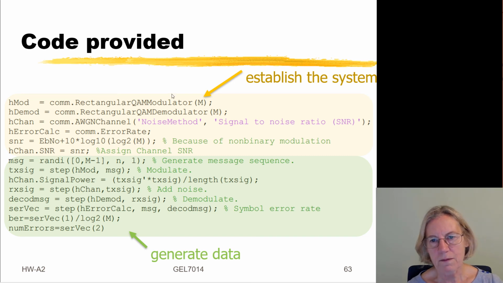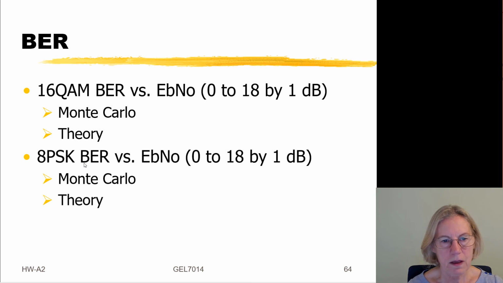And here, you can see that there's a part of the code provided which is establishing the system, and another part that's actually generating the data. So you can imagine that, of course, you have to sweep the SNR, and I'll let you figure out where that should be. But this is the way you should think about how you would be dividing up the code. Again, this was from a previous one. It's 16, but I believe your homework assignment will be for 64 QAM.